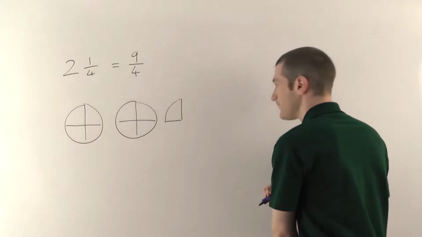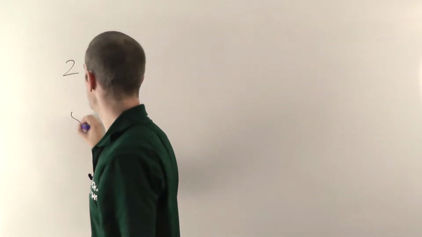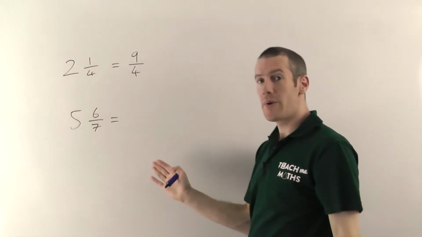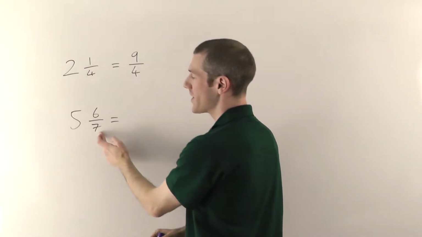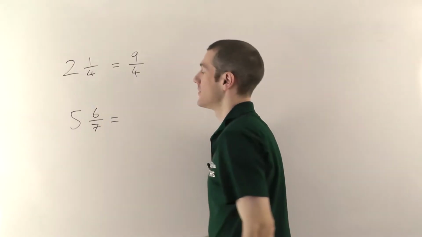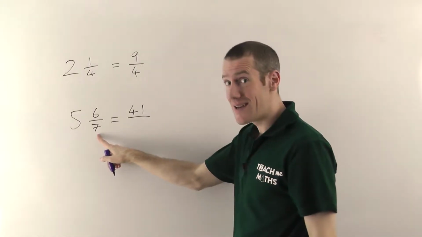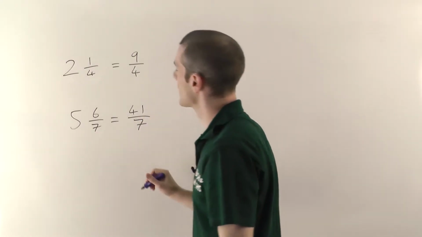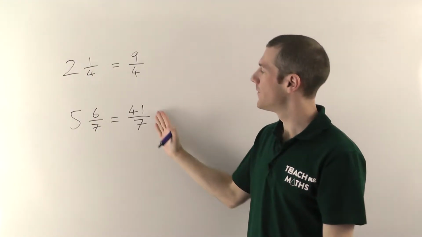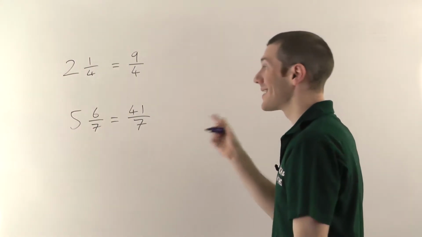Let's do another example. I won't bother drawing the picture this time. So if we have 5 and 6/7, to convert to a top-heavy fraction, you multiply the 5 by the number on the bottom, 5 7s are 35, and then add the number on the top. That's going to give you 41, and the number on the bottom never changes. So as a top-heavy fraction, 5 and 6/7 would be 41/7. So that's converting from mixed numbers to top-heavy fractions. Let's go the other way.